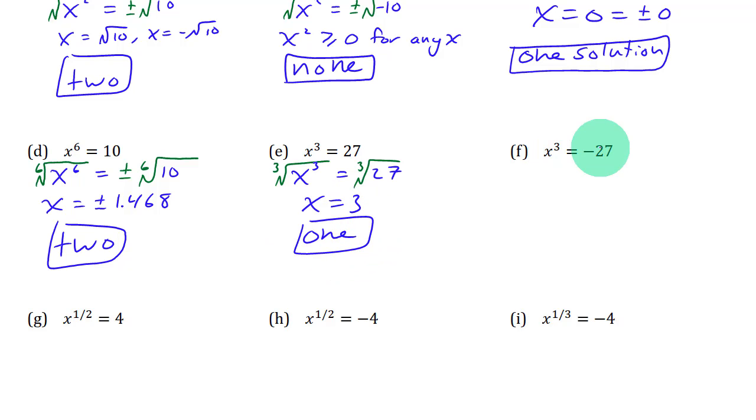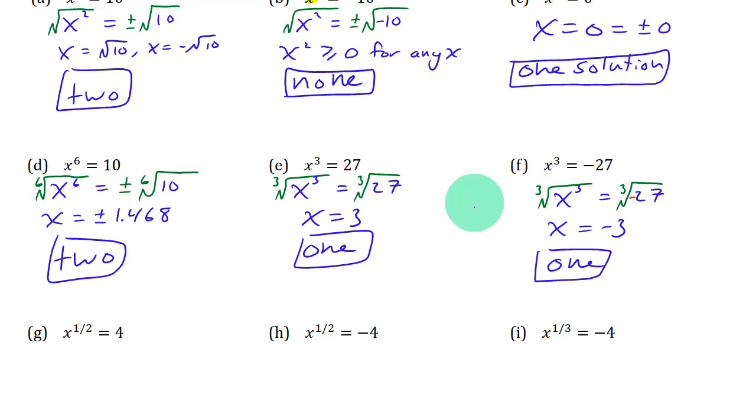Okay, x to the power 3 equals negative 27. Same idea applies here. Wait, what did I say? My mouth isn't working today. x to the power 3 equals negative 27. It looks just like this one. It's just we've got a negative 27 there. And the cube root of negative 27 is just negative 3. And that's only one number, so there's just one solution.